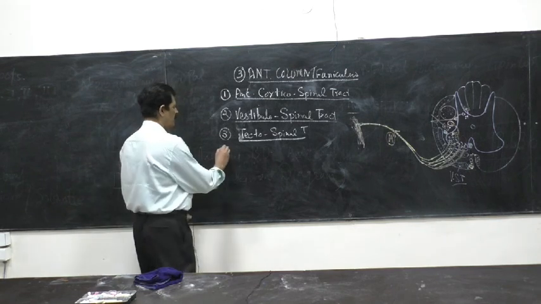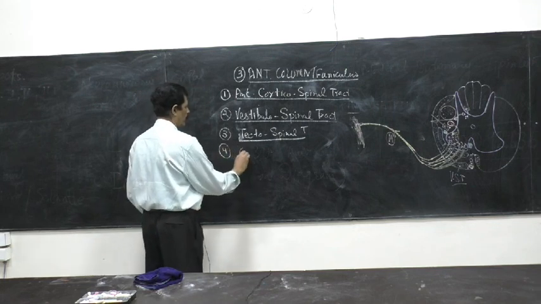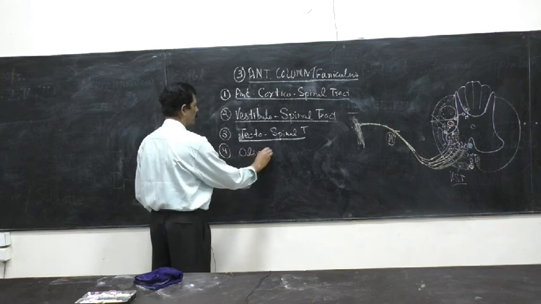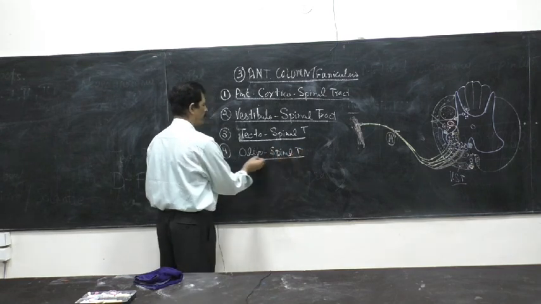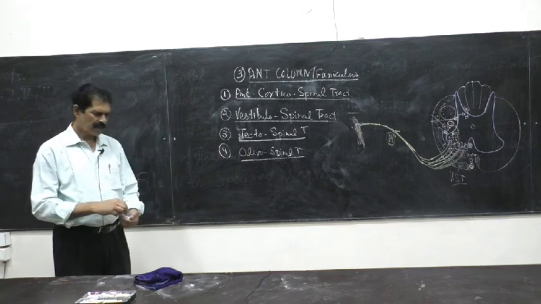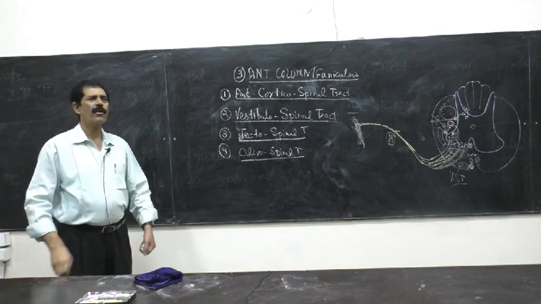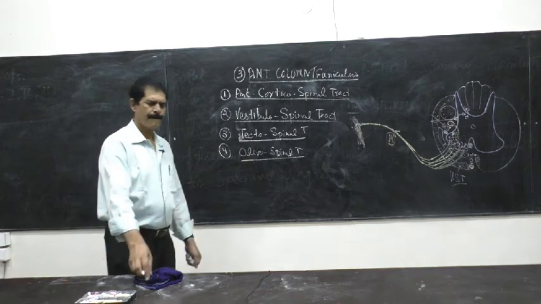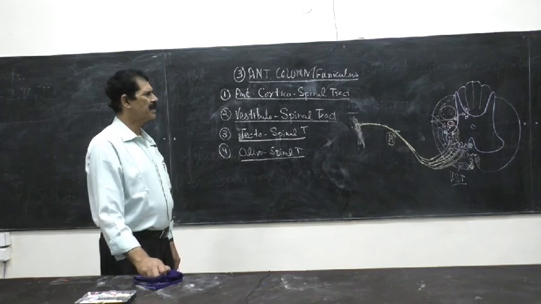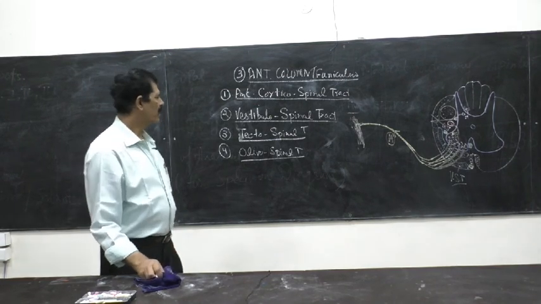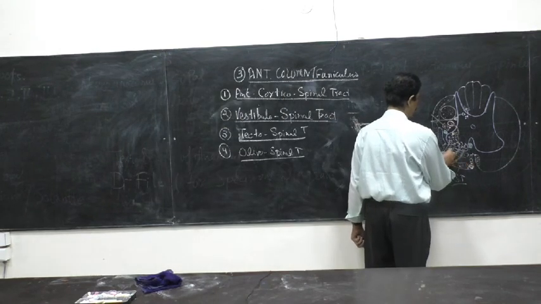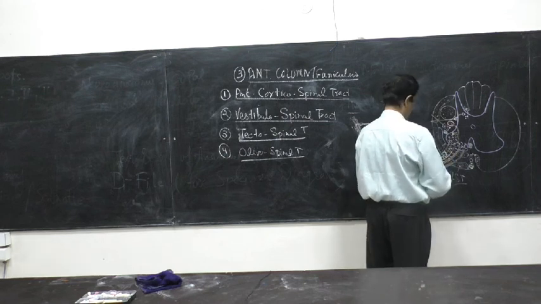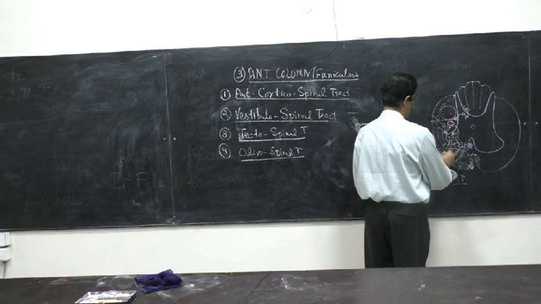Another tract is the olivospinal tract. It starts from the inferior olivary nucleus of the medulla, and the fibers are descending. This olivospinal tract lies lateral to the vestibulospinal tract.